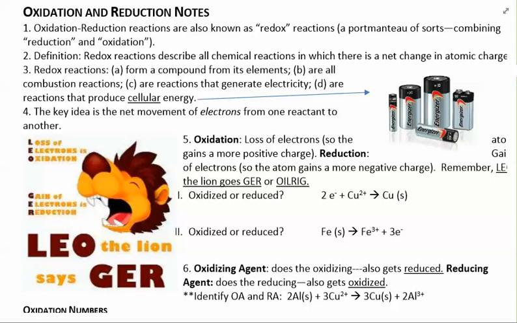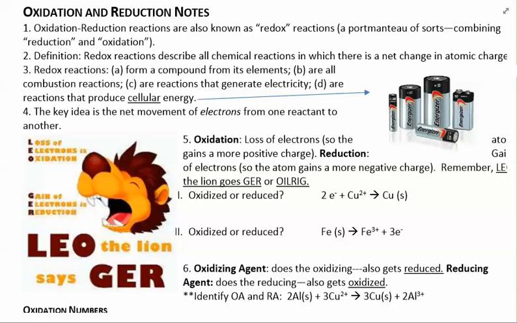A redox reaction describes all chemical reactions where there's a net change in atomic charge. There's a couple of different ways a redox reaction can occur. When you form a compound from its elements, you have a redox reaction. Combustion reactions are all redox reactions, as are reactions that create electricity and reactions that produce cellular energy. So batteries are examples of redox reactions.